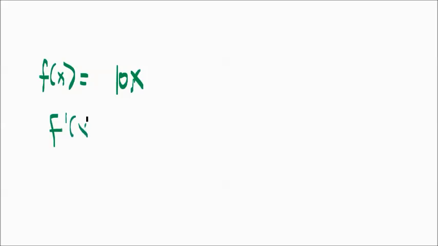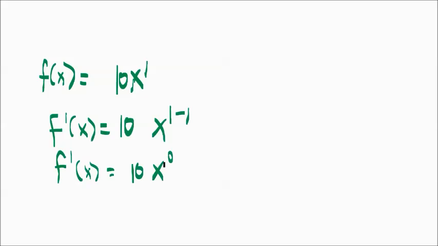So maybe we can have another example here. For example, f of x is equal to 10x. Here we will just separate the 10, f prime x equal to 10, then get the derivative of x. So x is raised to 1, 1 minus 1. So f prime x is equal to 10x raised to 0. Anything raised to 0 is equal to 1. Therefore, f prime x is equal to just 10.